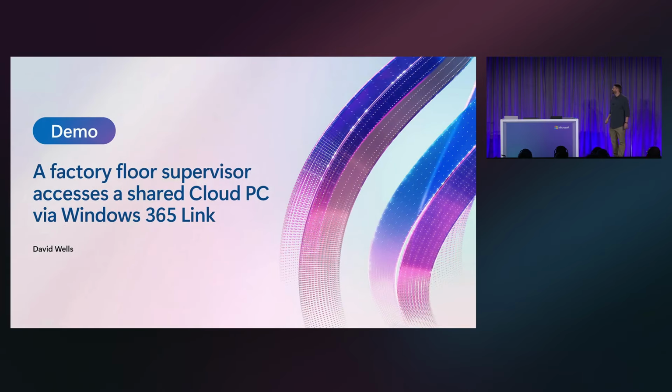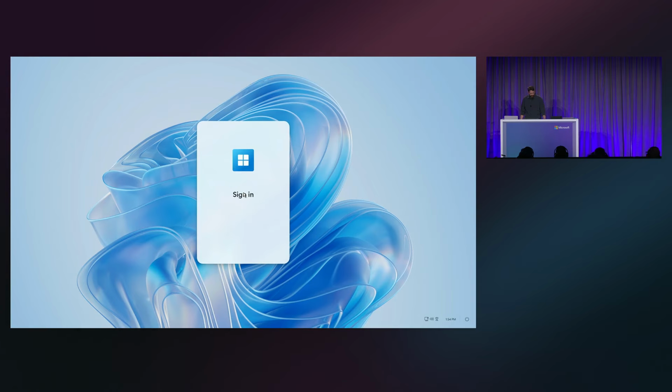So at that point, we can go through a quick demo. I'm going to play the role of Riley, a factory floor supervisor, connecting to one of the shared cloud PCs. So the first thing, I'm going to go ahead and get back to the sign-in screen. I'm going to put in my FIDO2 security key to give you the full detail there, Tristan. And go ahead and enter my PIN.